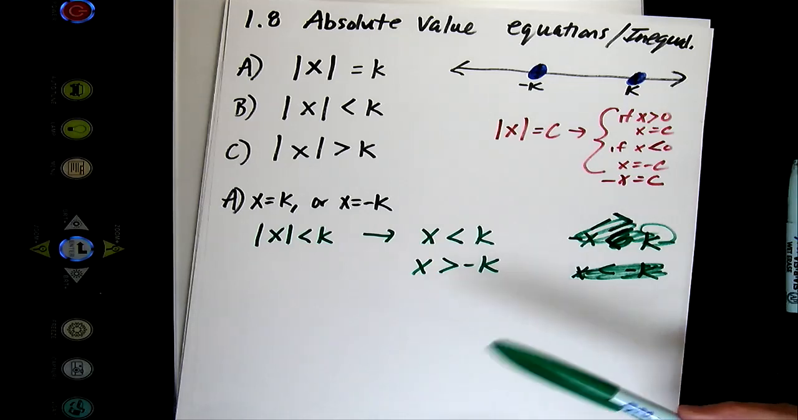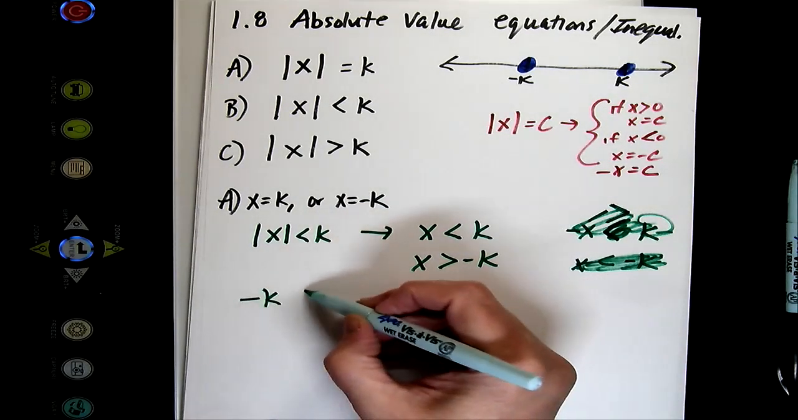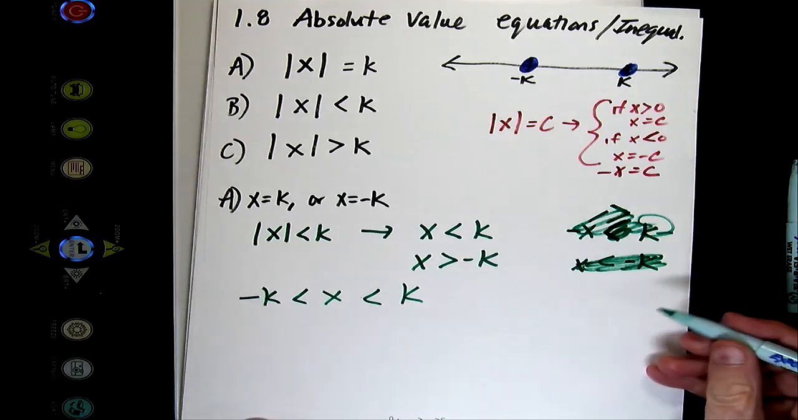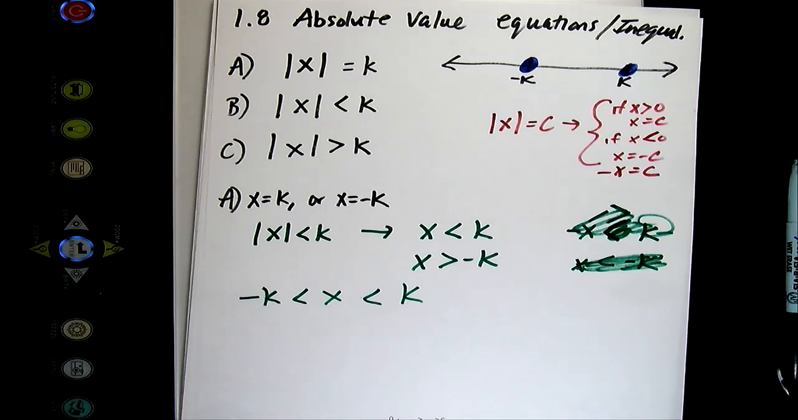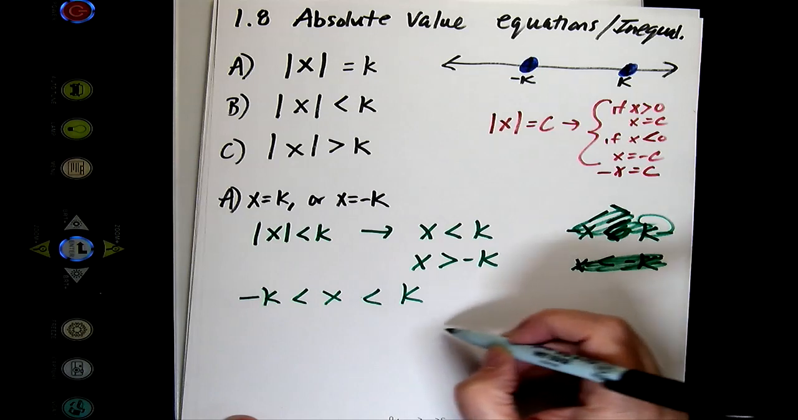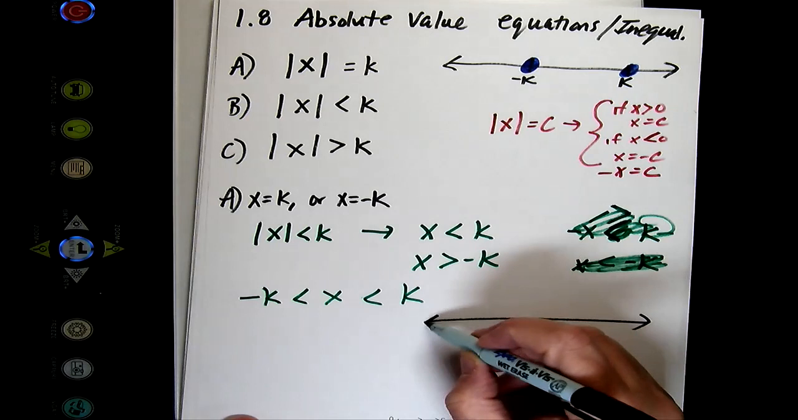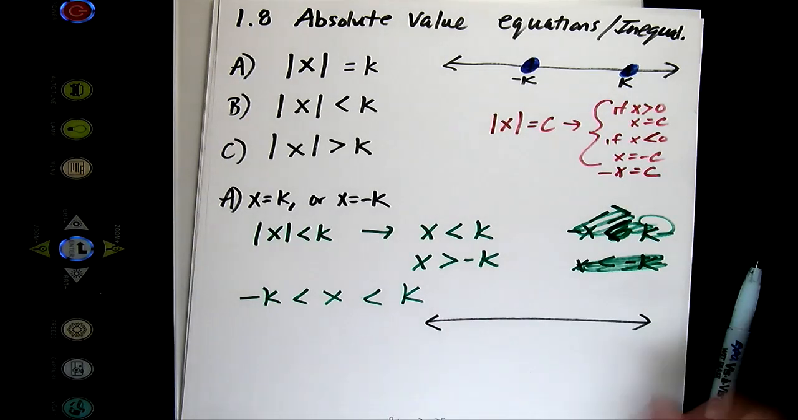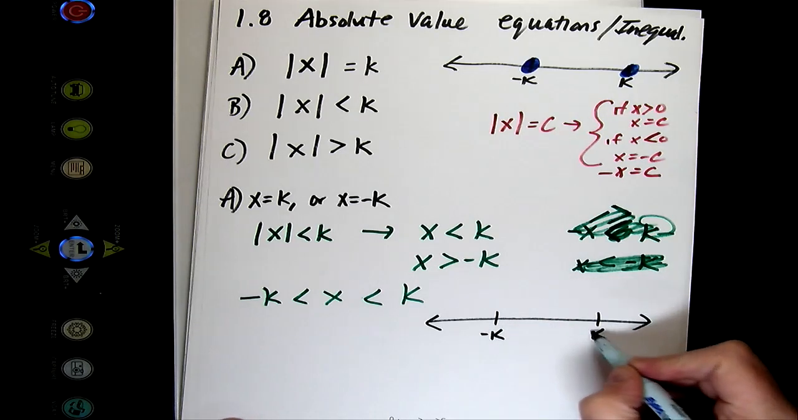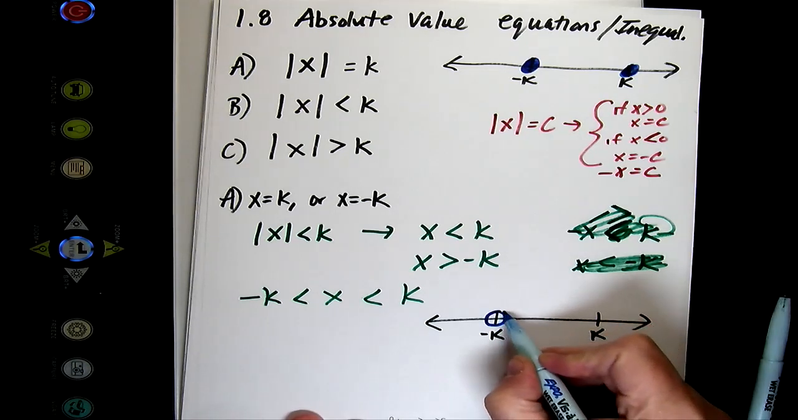So if I put these in order, negative k is less than x, which is less than k. On a number line, it's between them.